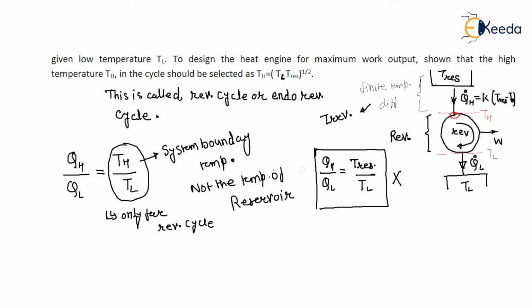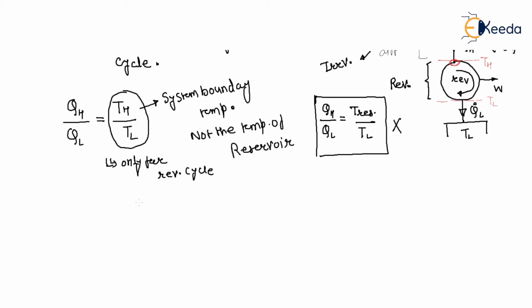Why? Because the heat transfer within a cycle is through a boundary temperature. This is the system boundary temperature always. So keep in mind, if you write QH by QL equal to TH by TL, this is for reversible cycle, and when you write TH by TL, it is a system boundary temperature, not a reservoir temperature, right? So still for this cycle you can use this, right?